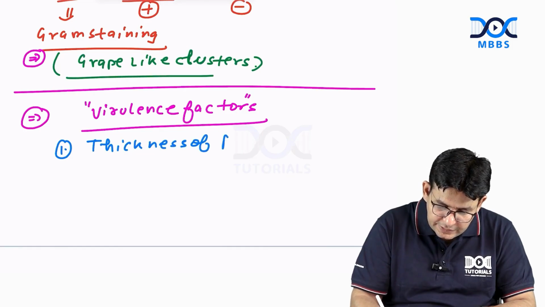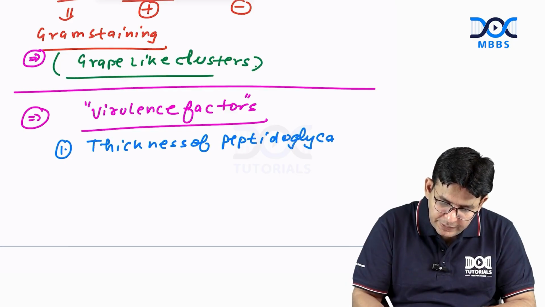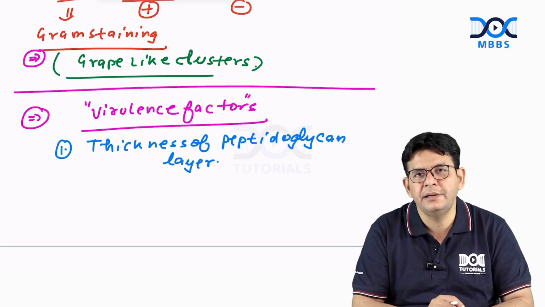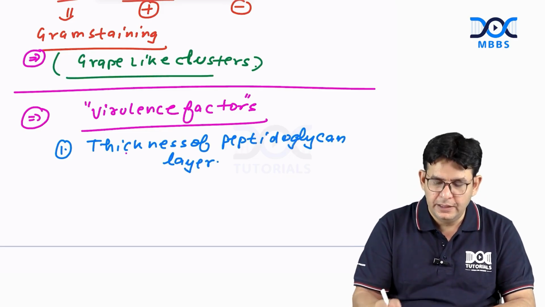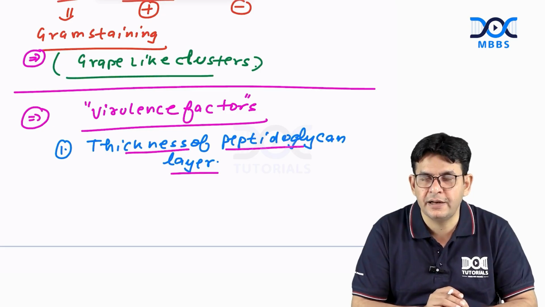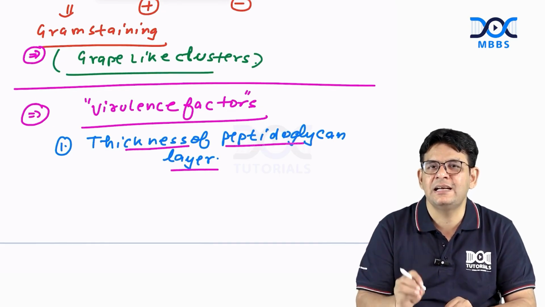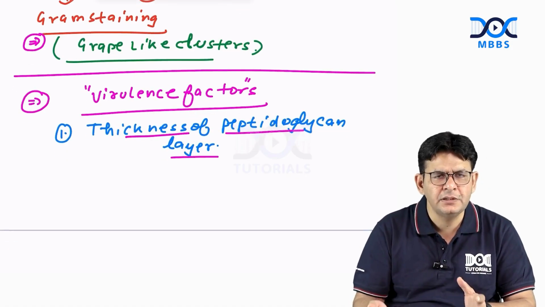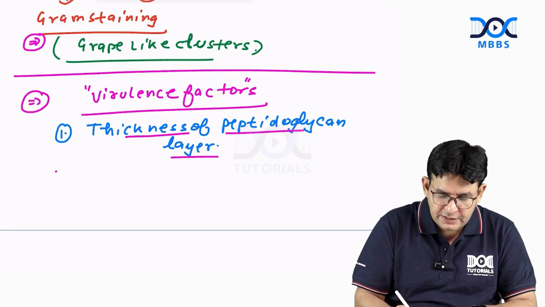peptidoglycan layer. Okay, you know that it is a gram-positive bacteria, and obviously this particular layer is thick in the case of gram-positive, and this acts as a virulence factor for the Staph aureus. So thickness of the peptidoglycan layer is one of the virulence factors of Staph aureus.